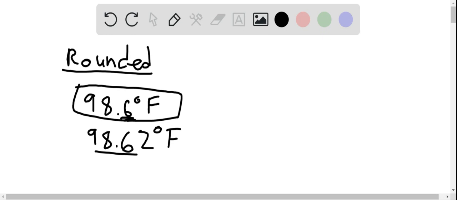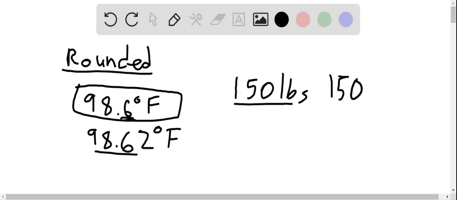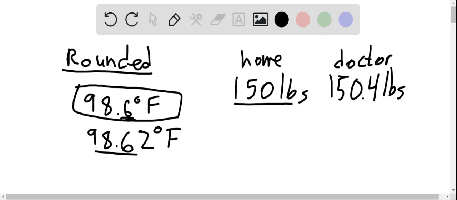You could round your weight. So maybe your scale at home only goes to pounds. Right? So if you're 150 pounds, that could be on your scale at home. You could be 150.4 pounds on the scale at the doctor's office, right? Home, doctor. But either way, your actual weight gets rounded.